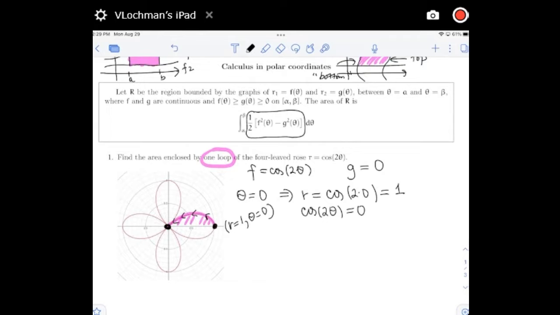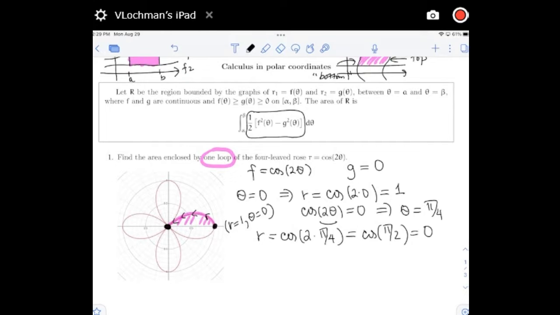One of the angles would be pi over 2, right? But we have 2 theta right here. So that means our theta is equal to pi over 4. And you can check: if I do r equal to cosine of 2 times pi over 4, what do I get? I get cosine of pi over 2, so r is equal to 0. So that is the first time I'm crossing the origin.